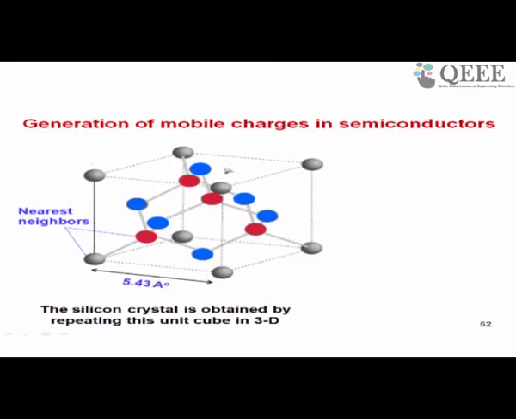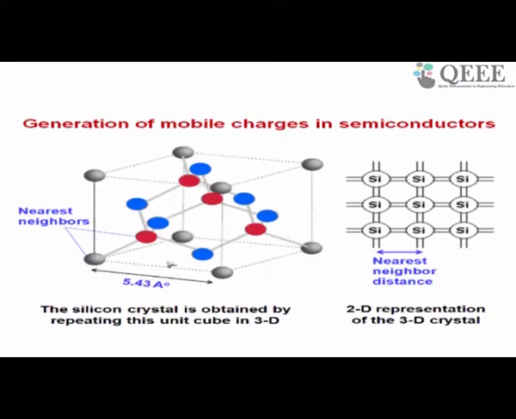And if you repeat this in 3 dimensions, then you can show that each of these corner atoms also you will find them bonded to 4 neighbors. Now since it is difficult to work with this 3-dimensional arrangement, what we do is we work with a 2-dimensional picture, something that is very easy to visualize. So you can see here each silicon atom is bonded to 4 neighbors.